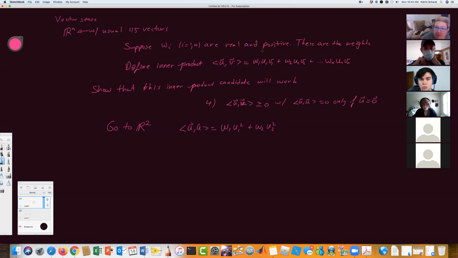Yeah, by definition, right? Now, can we show that this is only going to be 0 if u itself is 0? Is there any other way to make that 0? If W is a 0, but that's not allowed. Yeah, it says real and positive, and 0 does not count as a positive number, right? So yes, it holds, right?